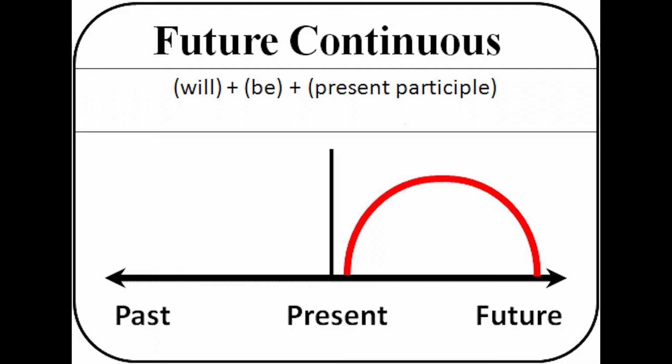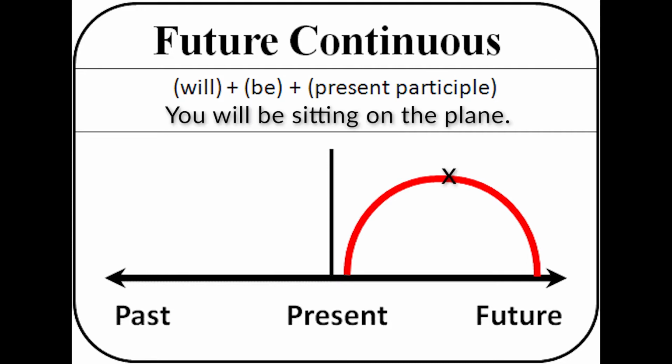Okay, so let's start by looking at this timeline for future continuous. So in the timeline, you can see you've got past, present, and future. And then you've got this red semicircle going into the future. Okay, so you can see this is an activity which is longer. It's a continuous activity, like continuous tenses are. And we think about one point in this activity. So let's say in the middle of that is, like in our example sentence, half an hour from now.